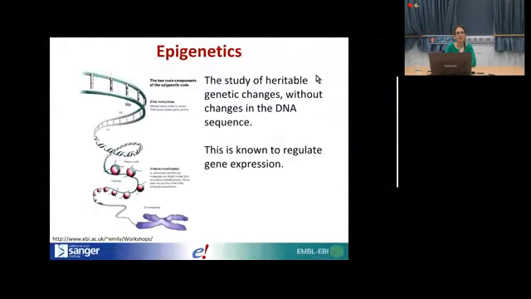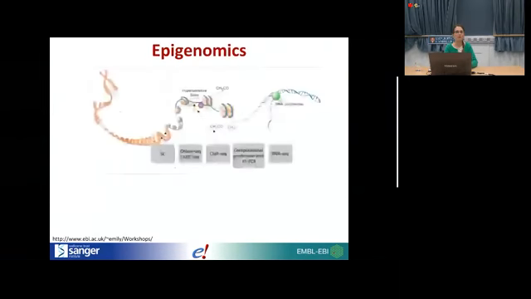So in Ensembl, we're trying to work in kind of epigenomic data. Epigenetics is known to regulate gene expression through heritable changes in the gene and in the genome without actual changes in DNA sequence. When we talk about epigenomics, we basically mean the same thing, but we're talking genome-wide. And this is a very new branch of study. It's in its very early stages.